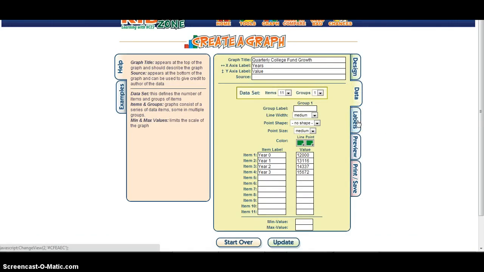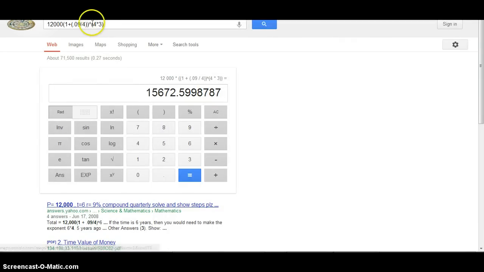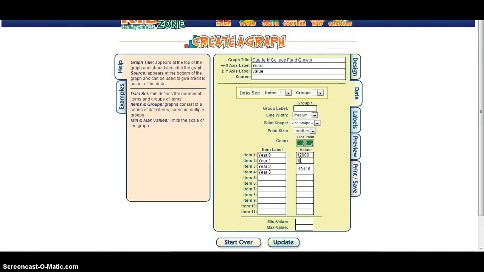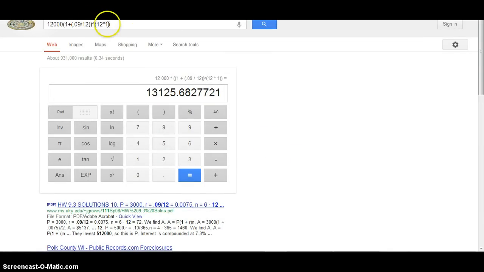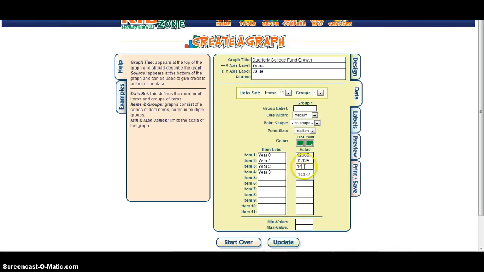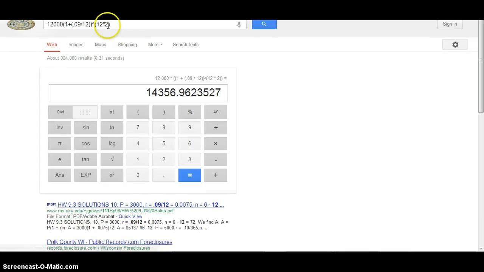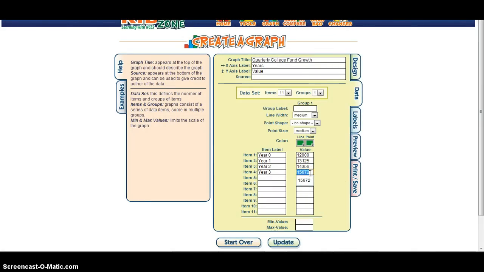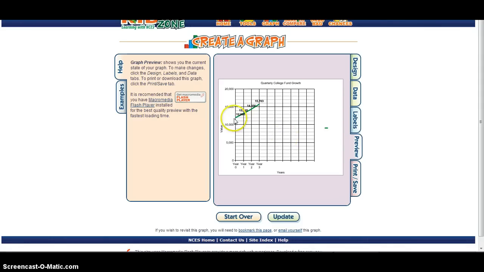Now, when you want to change this and do it for, let's say, monthly, you go back to your calculator. Instead of being compounded 4 times per year, since this is monthly, this is 12. There are 12 months in a year, so it's being compounded 12 times per year. Okay. So again, we're going to start off with 1 year. So that's 13,125. So now we put that in. If we want to do 2 years, 14,356. And then for the 3rd year, all I'm doing is changing the T value. 15,703. Okay, preview that. So here it is, it's growing.